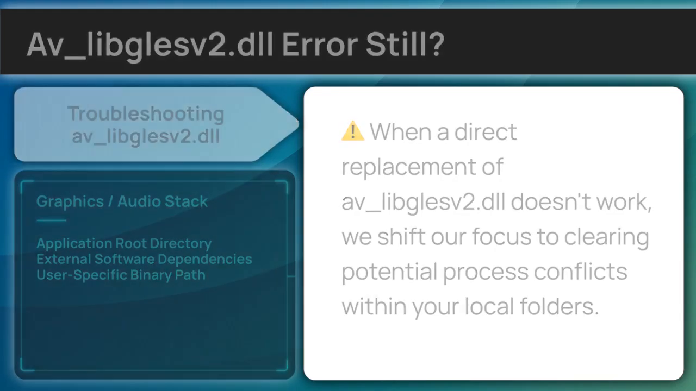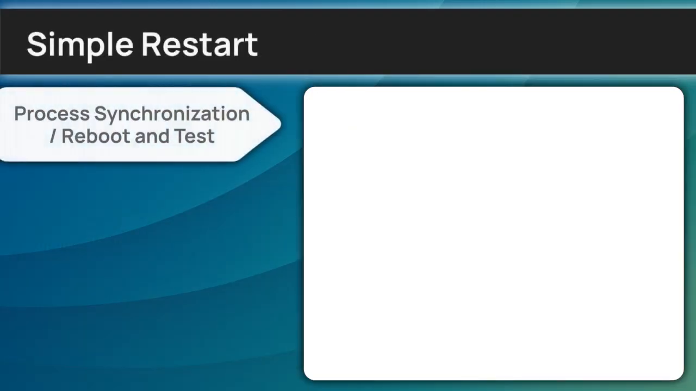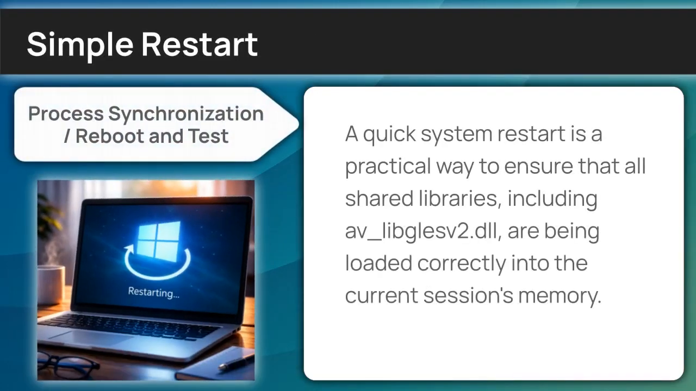If that initial setup didn't clear the pop-up, let's examine the specific initialization sequence assigned to your application's directory. A simple restart can resolve file-in-use errors that mimic a missing audio-video libGL ES version 2 message. It's a low-effort step that ensures your operating system starts with a clean execution stack.